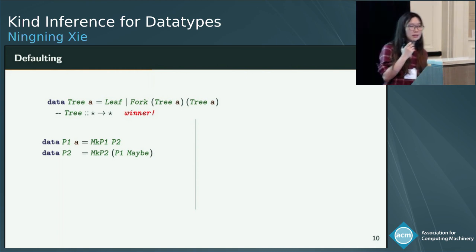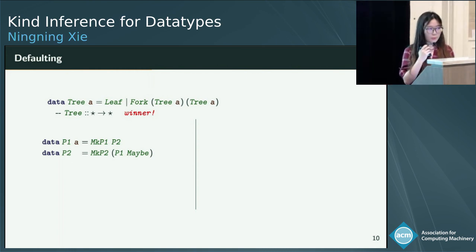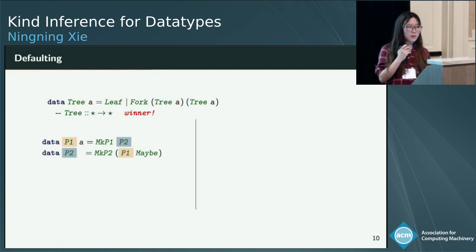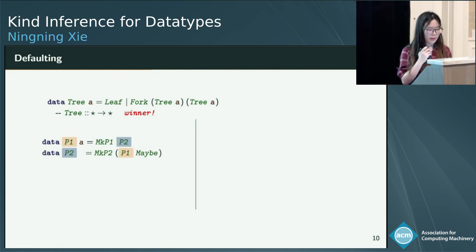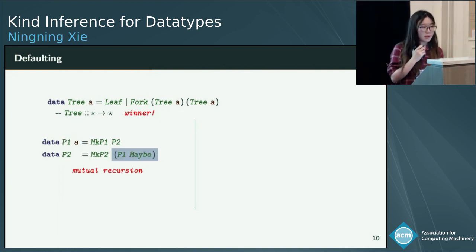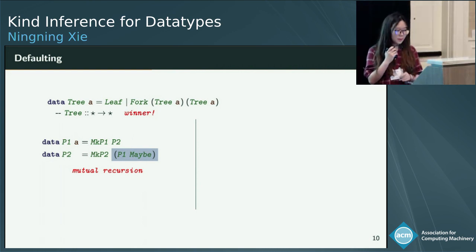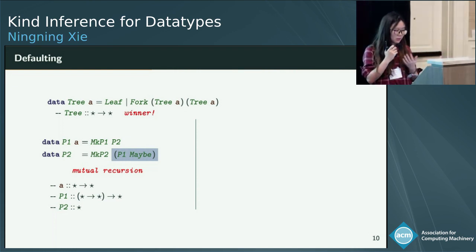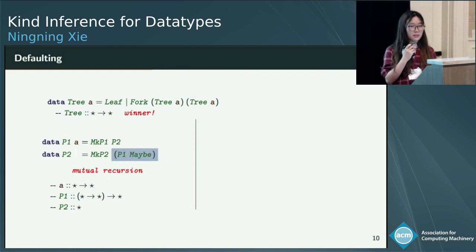On the left-hand side, we have the data type declarations P1 and P2. We notice that P1 and P2 refer to each other in their definition body. That is, they are mutually recursive, so they must be kind-checked together. We note that P1 is applied to Maybe, so the kind of A is actually star to star, and then the kind of P1 is star to star to star, and the kind of P2 is simply star.